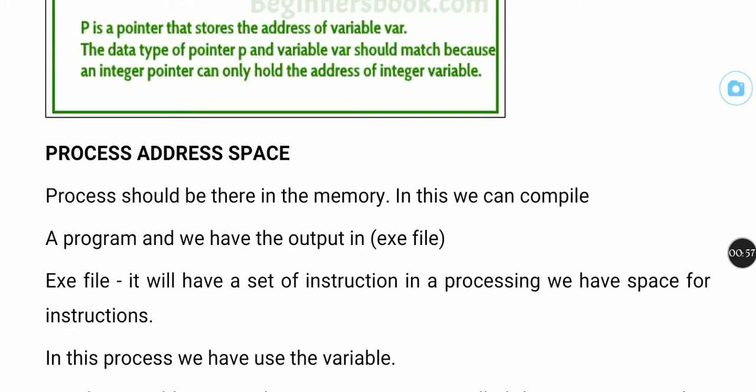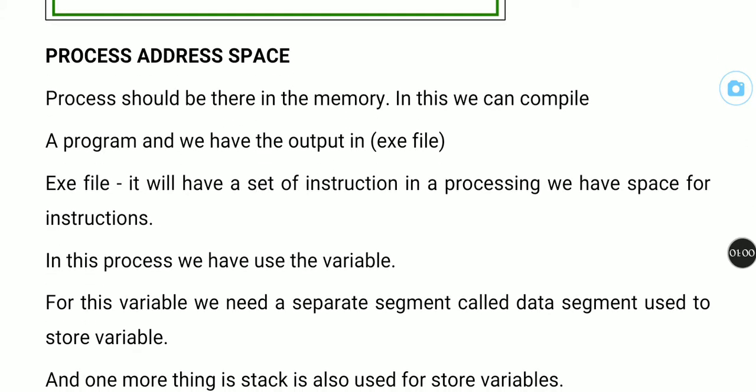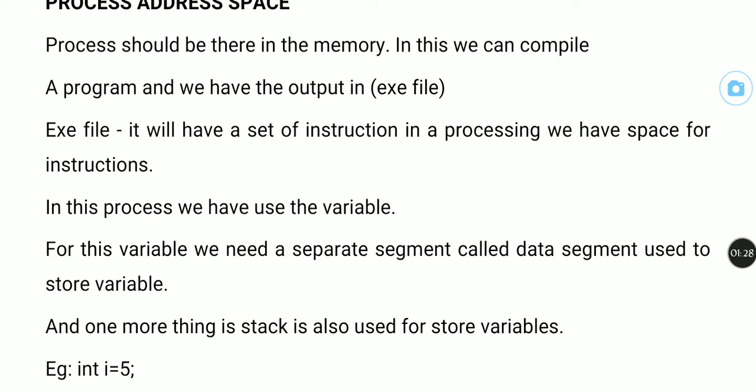Then we go to the process address space, where the process variable is stored. In process address space, a process should be in memory. Here we can see a compiler. While compiling, the program output is stored in an executable file, which is nothing but a set of instructions. In a process, we have a space for instructions.